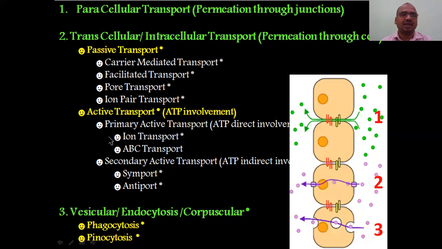Okay. And primary active transport: ion transport, ABC transport is there. Secondary active transport: Symport, Antiport, two are there. Okay. And vesicular: phagocytosis, pinocytosis. Star mark is important. First of all, you have to write this entire concept classification in the exam. Later, you have to explain the star mark only. That's more than sufficient. See here, this is a star mark. Here, star. All these star marks are important. That point you have to keep in your mind.